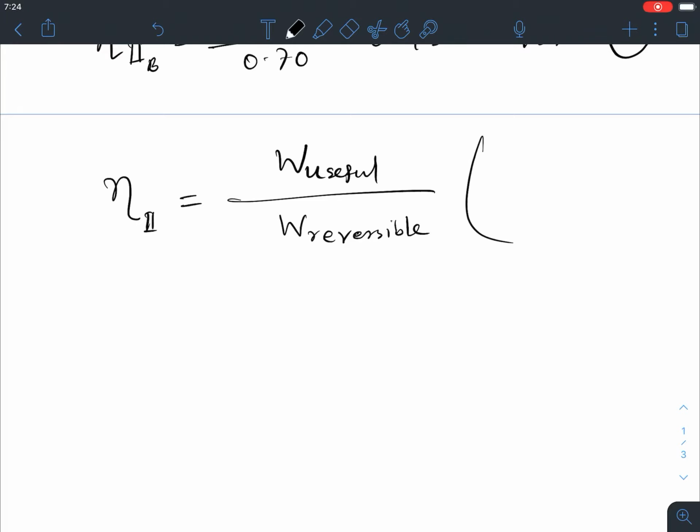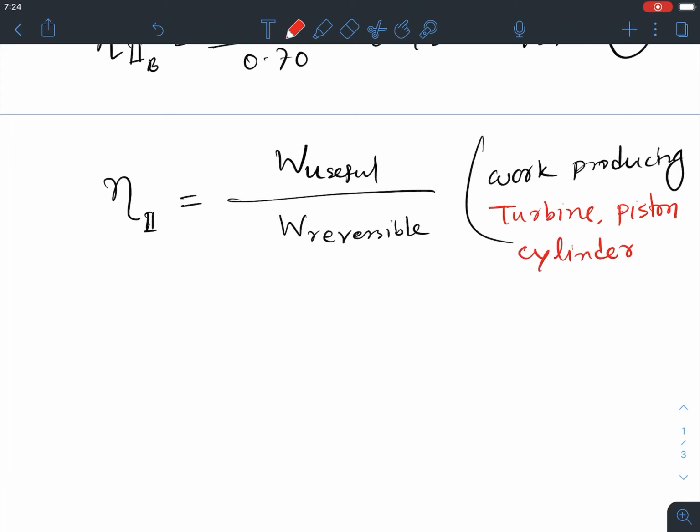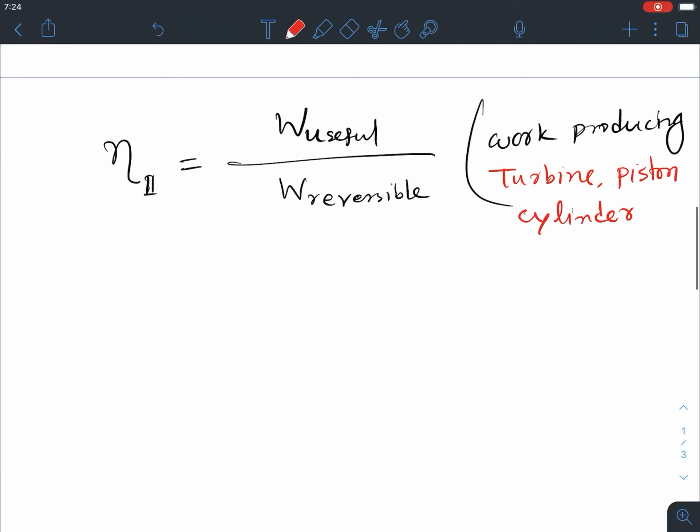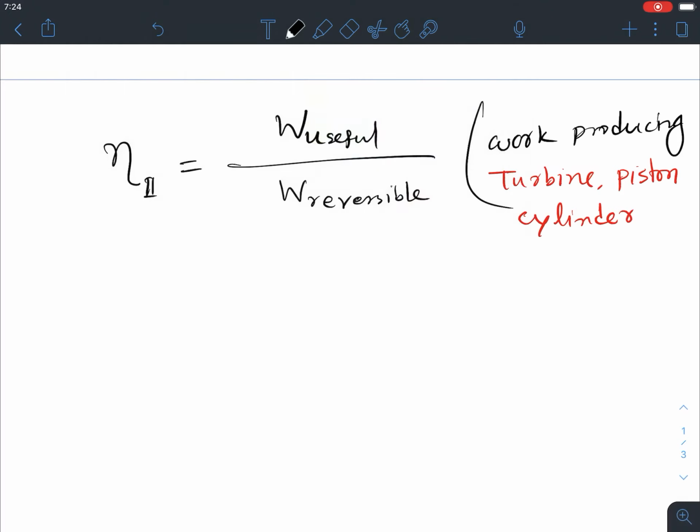Reversible work. So this definition is only applicable for work producing devices. For example, a turbine, right, or a piston cylinder, right?